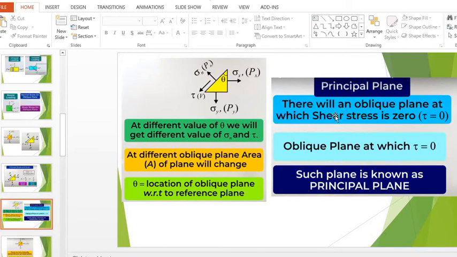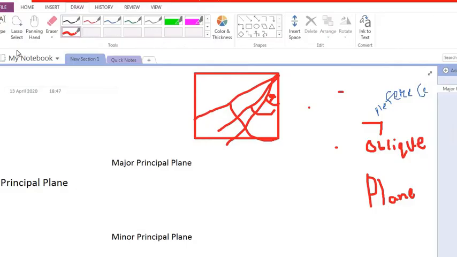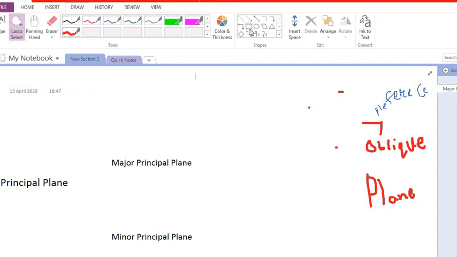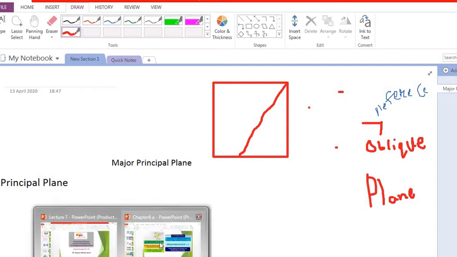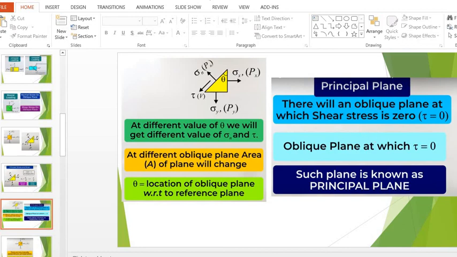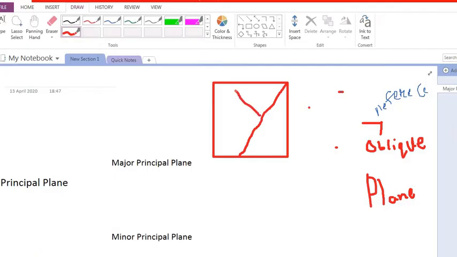What is a principal plane? See here, this is my oblique plane, on which one stress is acting, that is the normal stress denoted by sigma n, and one stress is acting along the oblique plane, that is sigma t.